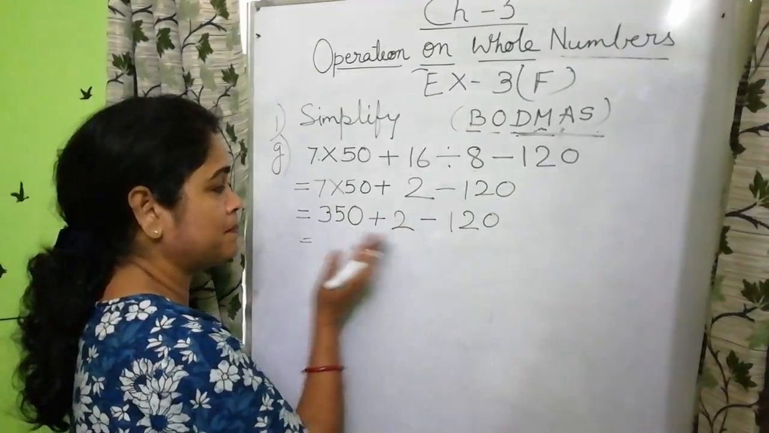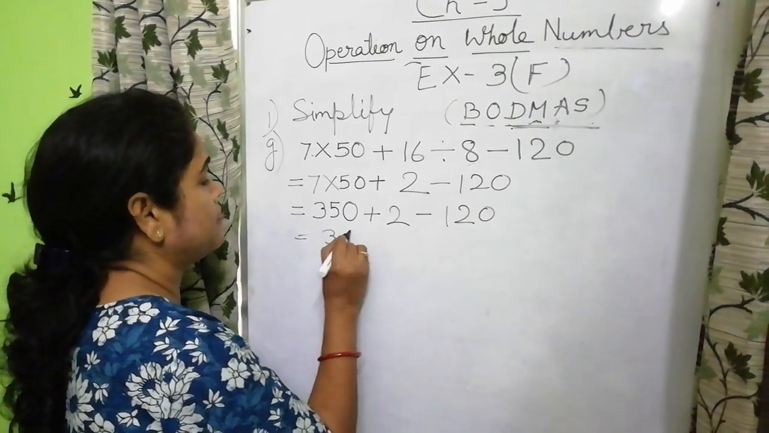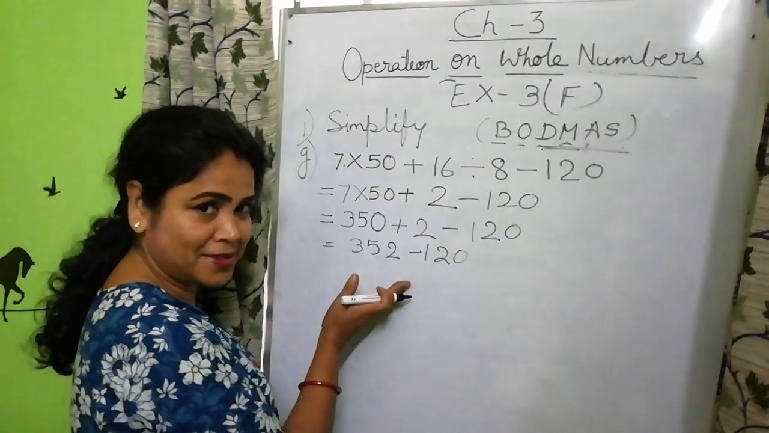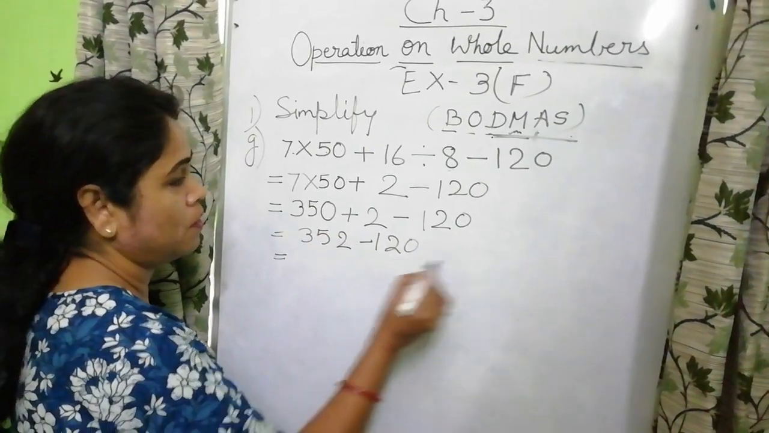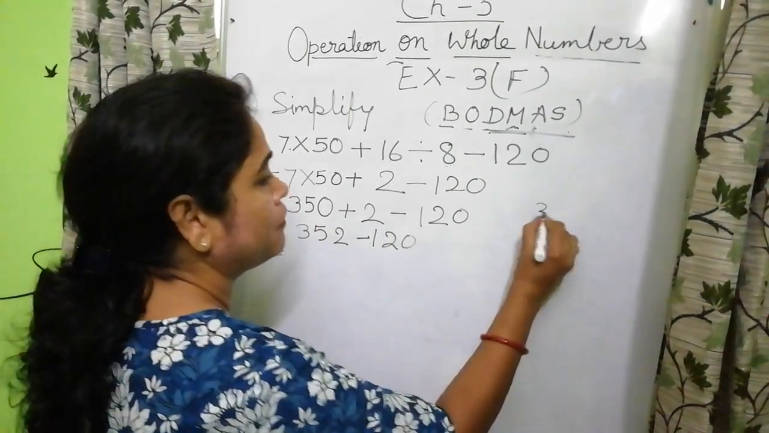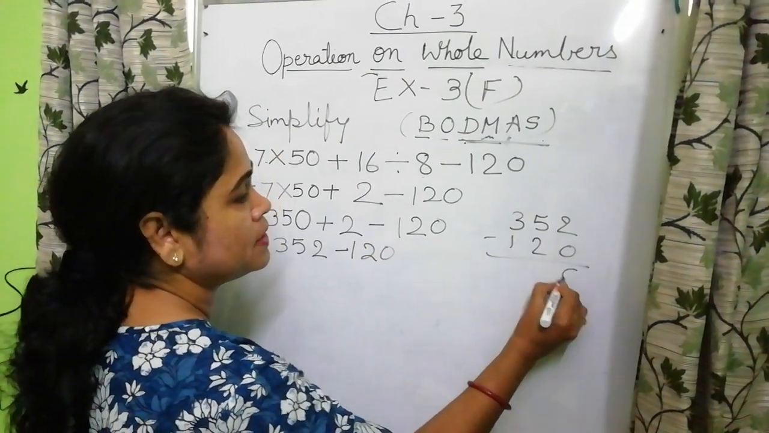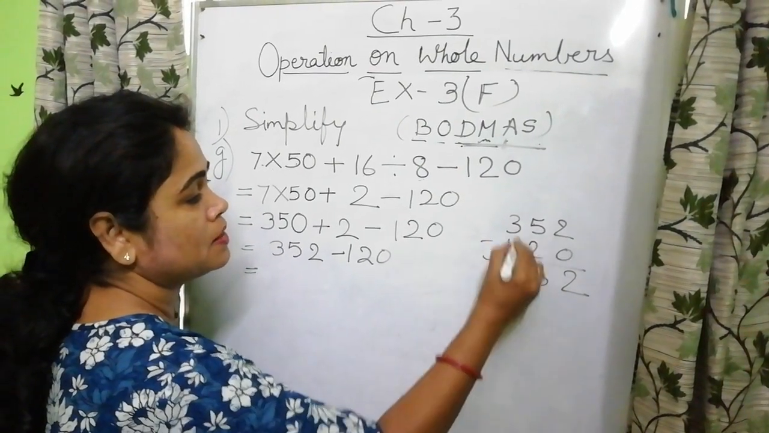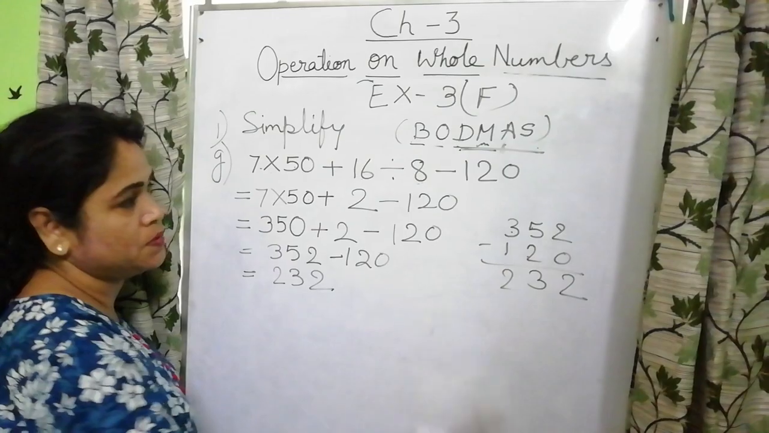So addition is simply directly coming. So we will do addition. 352 minus 120. Only subtraction is left, so we will do it. So 2 minus 0, or you can do it in rough also. Here I am doing it for you. 2 minus 0, 2. Now 5 minus 2, 3. 3 minus 1, 2. So the answer is 230.